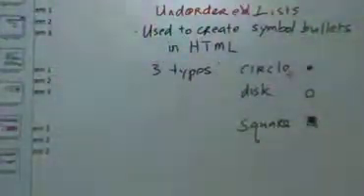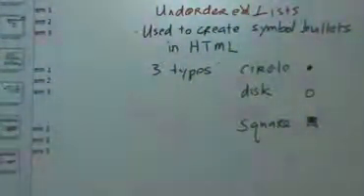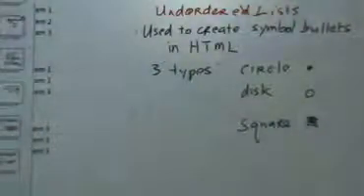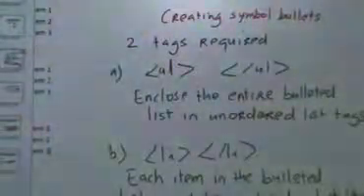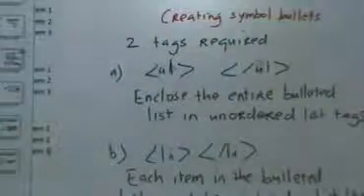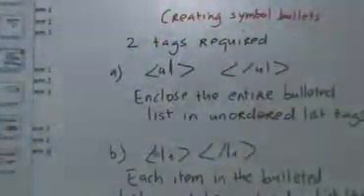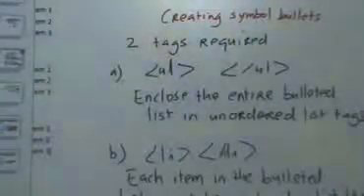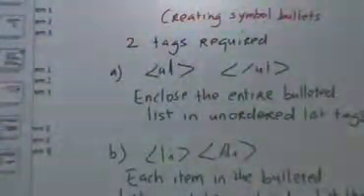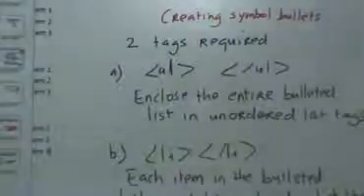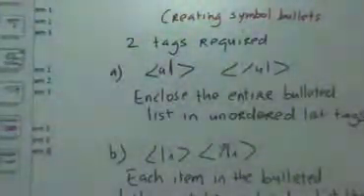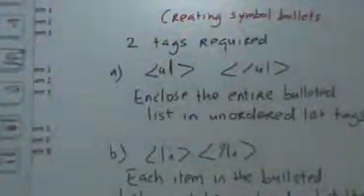Three types of simple bullets. You can have circle, disc, or square. Remember, it defaults to circle, so you never really have to say type is equal to circle, because it will do that anyway. The entire list has to be enclosed in unordered list tags, and then regardless of whether you're creating an ordered list or an unordered list, every item in the list has to be inside an li tag. And remember that the li tag includes a break, so you don't need a break tag unless you specifically want to have a blank line or something.